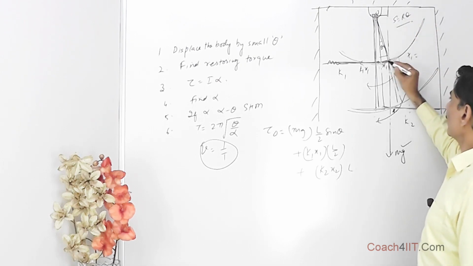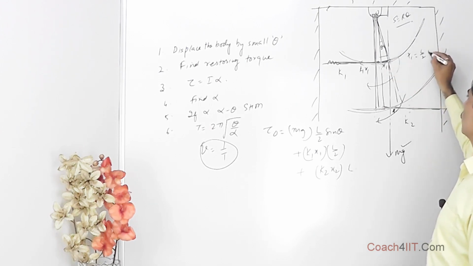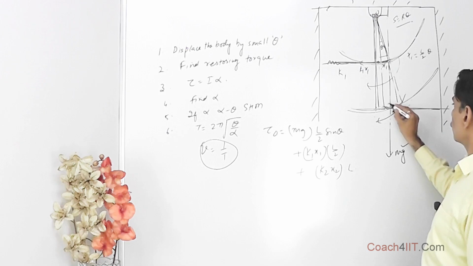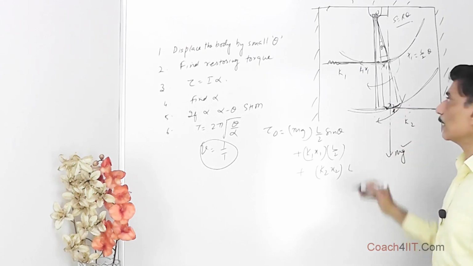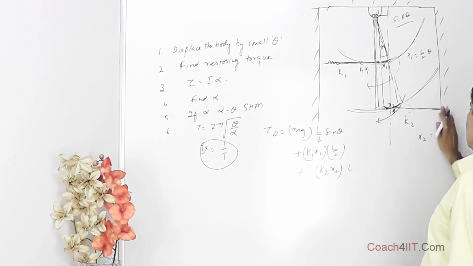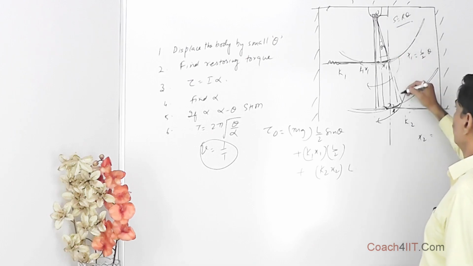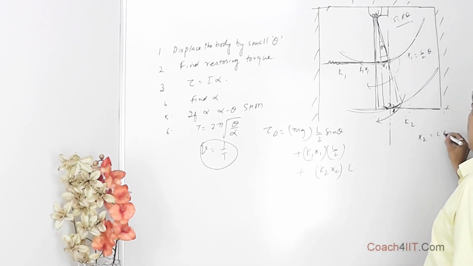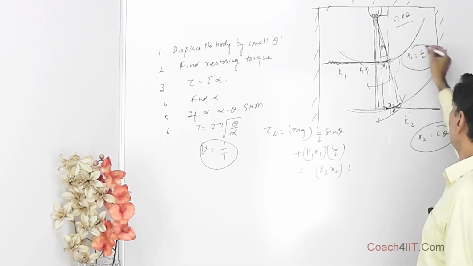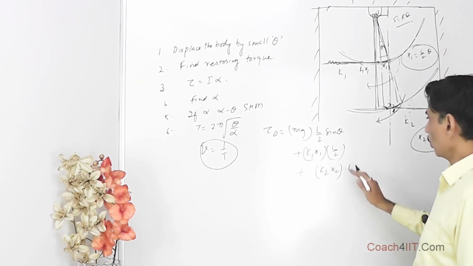So this x1, the length of the arc, which is almost a straight line, is equal to L by 2 into theta. Whereas this x2, this arc, which is almost a straight line because theta is very small, is going to be S is equal to r theta. So x2 is moving in a circle of radius L, so x2 is equal to L into theta. So we have x1 is equal to L by 2 theta and x2 is equal to L theta. We can put it over here.